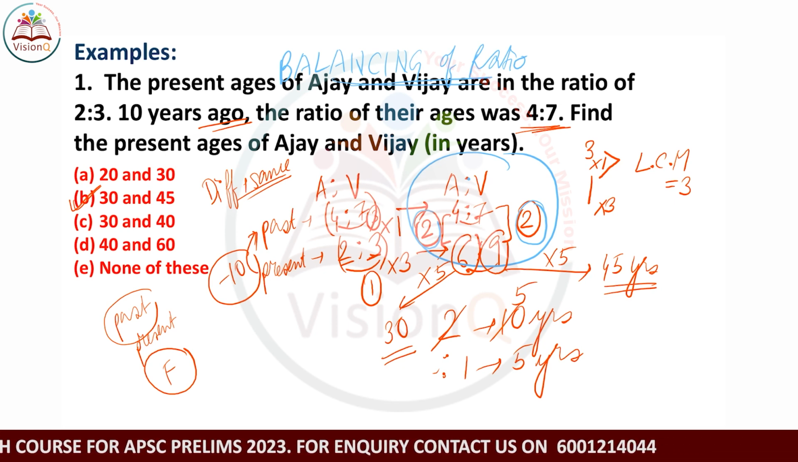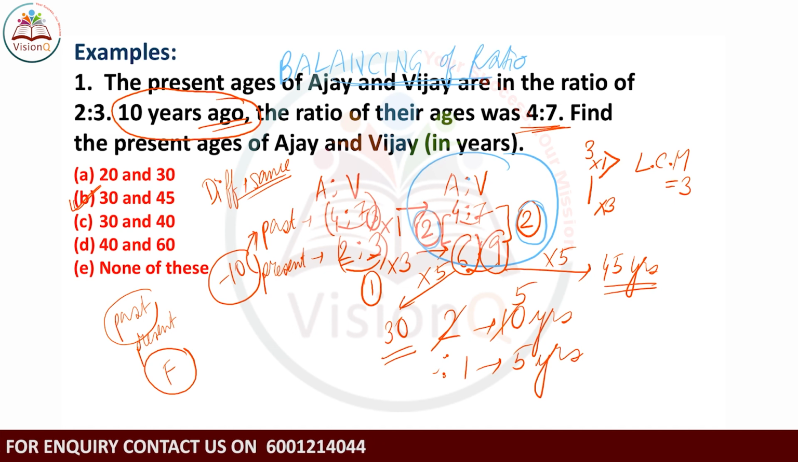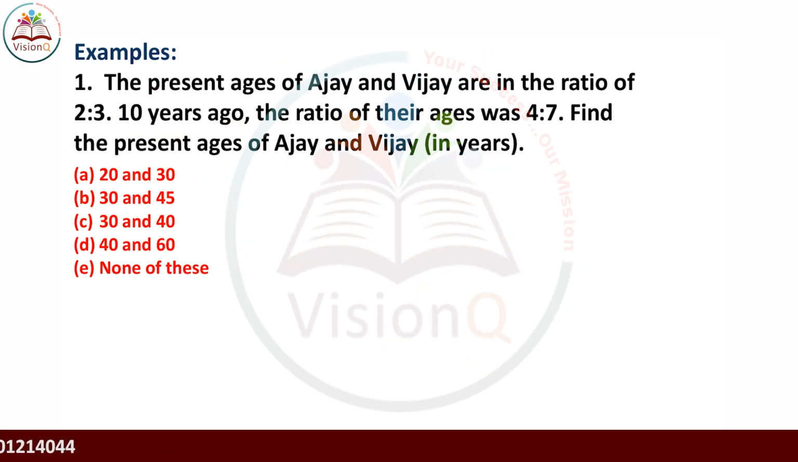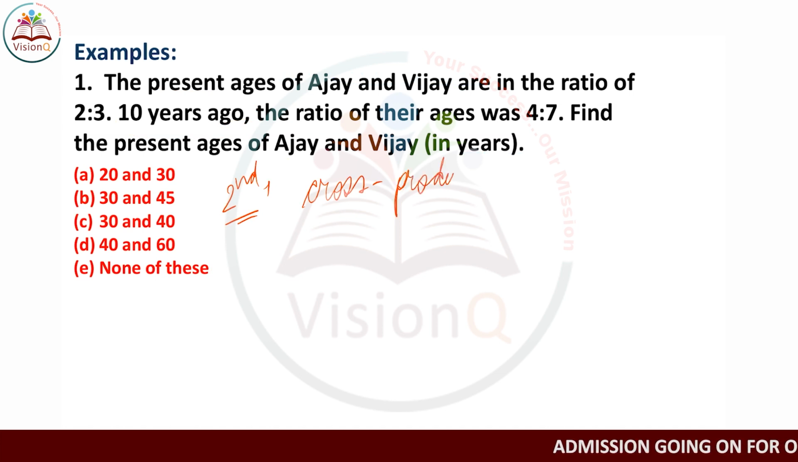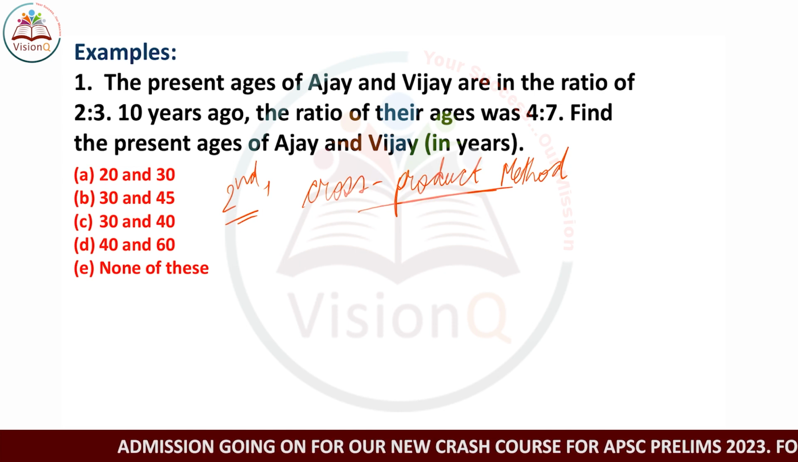Okay, whenever you are given two ratios and their gap is given. This gap for Ajay and Vijay was 10 years. Okay, 10 years is the gap from past to present or present to past. Now, such questions of ratio can also be done by the second method. Okay, and this method is known as the cross product method. I have discussed this method in detail in the second video of ratio. So students, do watch the second video first before watching this part of problems on ages.